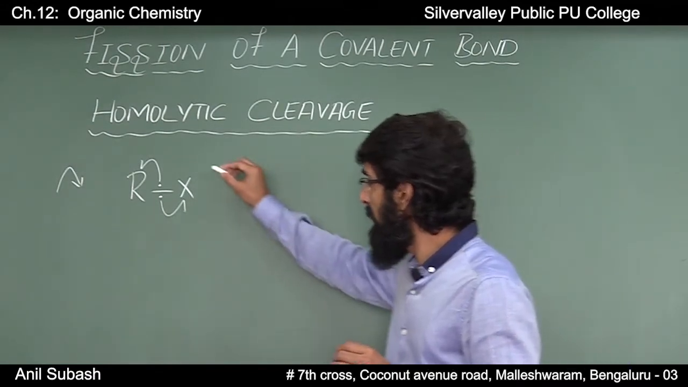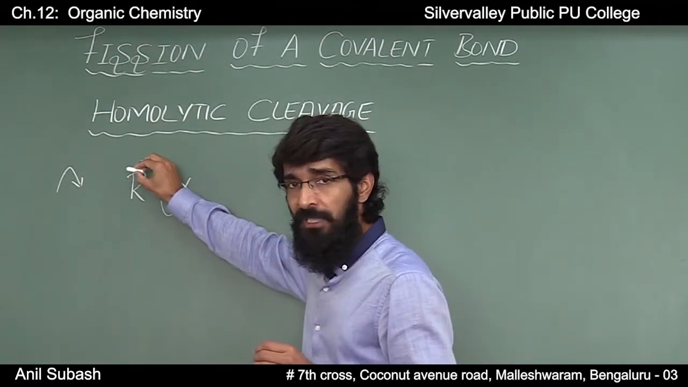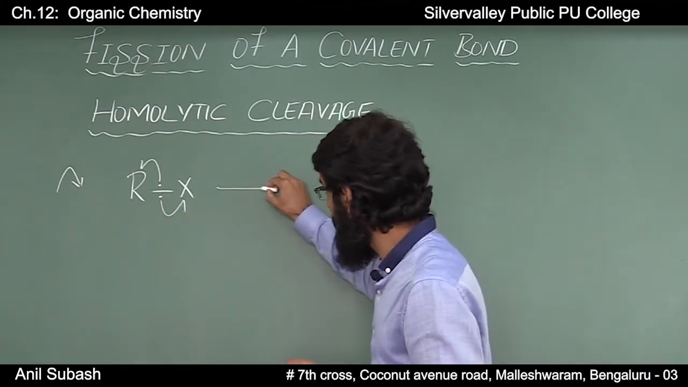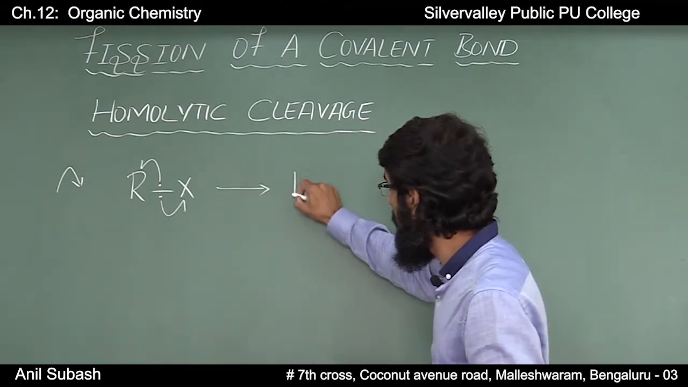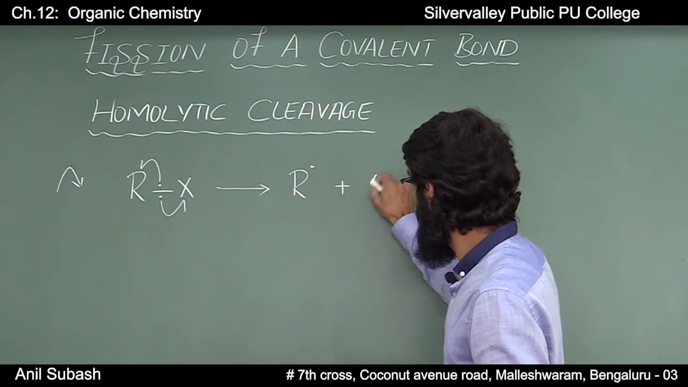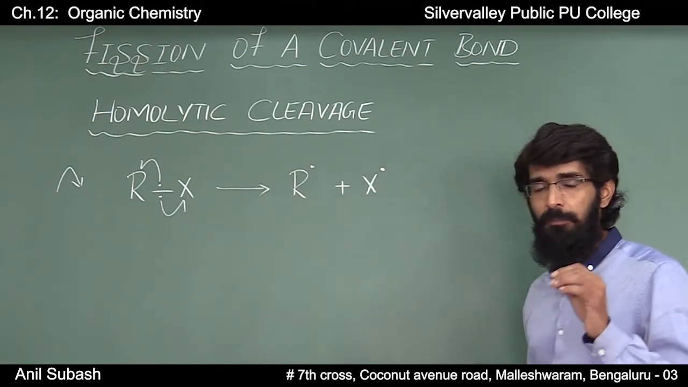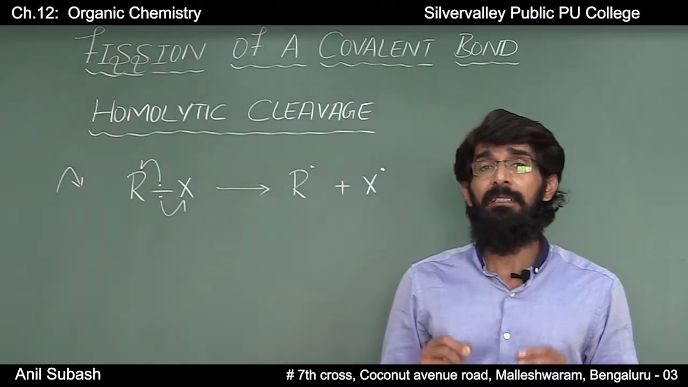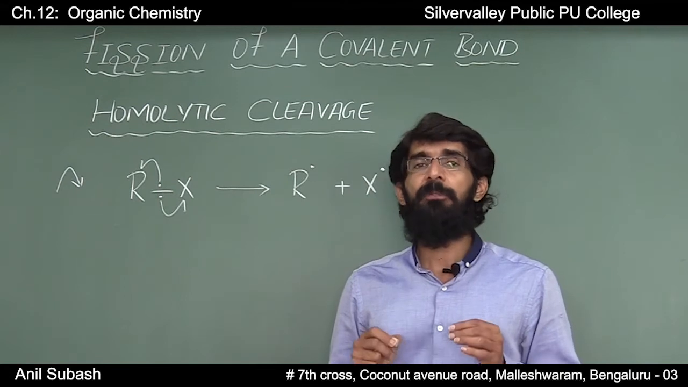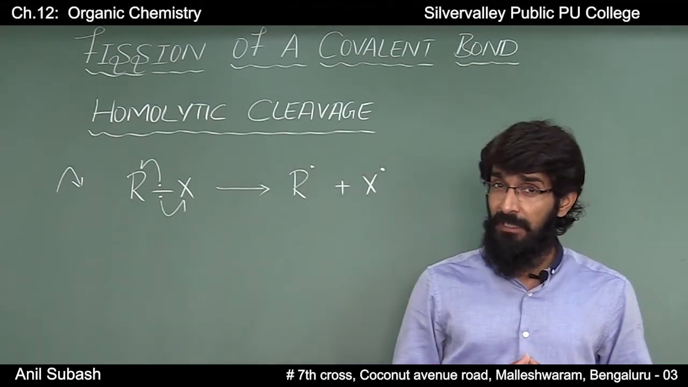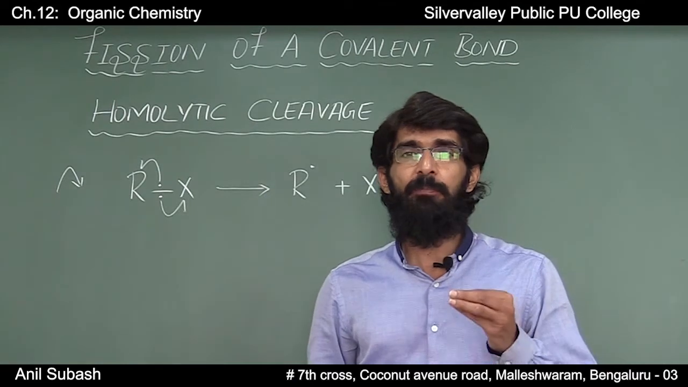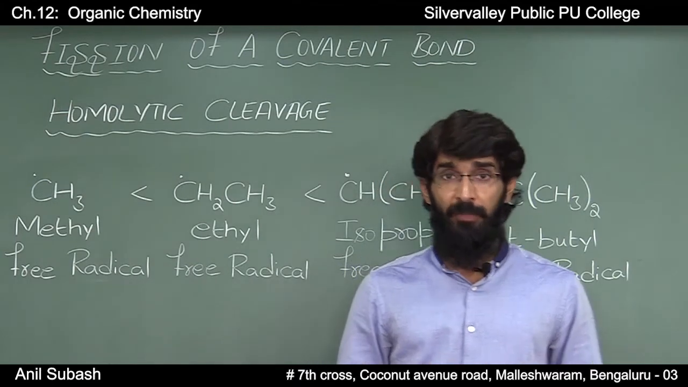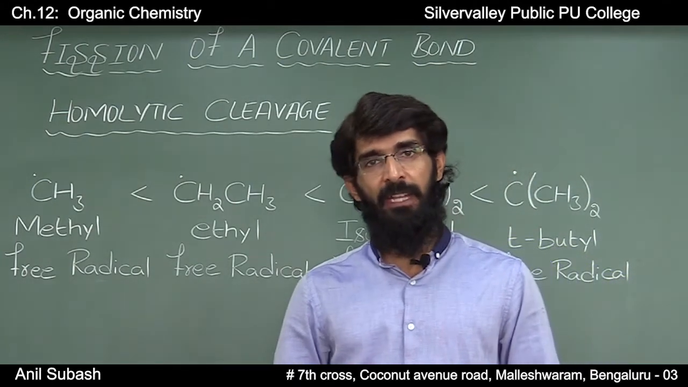In this case, this electron will move with R and this electron will move with X, and this leads to the formation of free radicals. That is, whenever a covalent bond breaks by homolytic cleavage, it leads to the formation of free radicals. Free radicals are very reactive species. Free radicals are also classified as primary, secondary and tertiary free radicals.